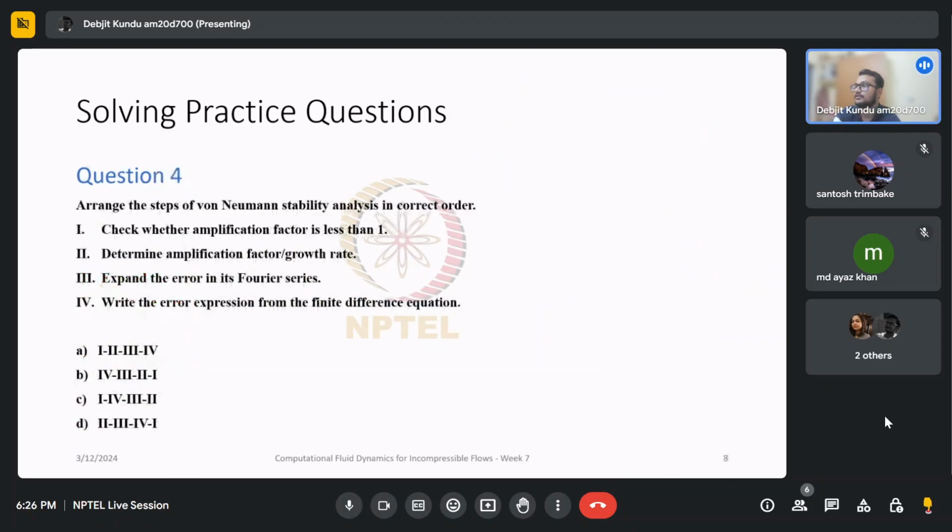We'll move on to question number 4 now. Here 4 steps of the von Neumann stability analysis are given. You have to arrange them in the correct order. They are not in the correct order. Step 1 is check whether amplification factor is less than 1. Step 2 is determine amplification factor or growth rate. Step 3 is expand the error in its Fourier series. And step 4 is write the error expression from the finite difference equation. What is the correct order in which von Neumann stability analysis is performed? Figure out the correct order, and once you have done so, you can pick them from the options given below. Option A, 1, 2, 3, 4. Option B, 4, 3, 2, 1. Option C, 1, 4, 3, 2. And option D, 2, 3, 4, 1.